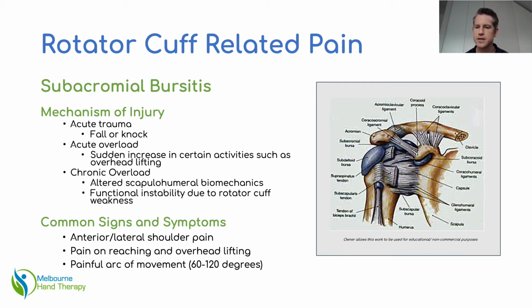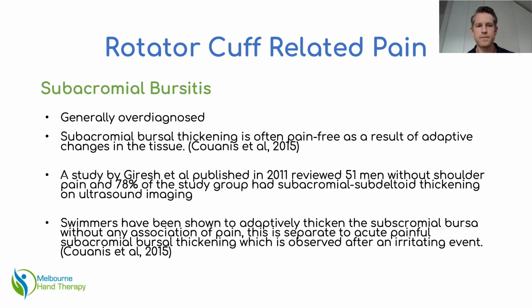Subacromial bursitis is often caused by an acute trauma, such as a fall or a knock, acute overload, such as a sudden increase in certain activities, including overhead lifting, or a chronic overload, including altered scapulohumeral biomechanics, functional instability due to rotator cuff weakness. Individuals will commonly present with a painful arc of movement of between 60 and 120 degrees.